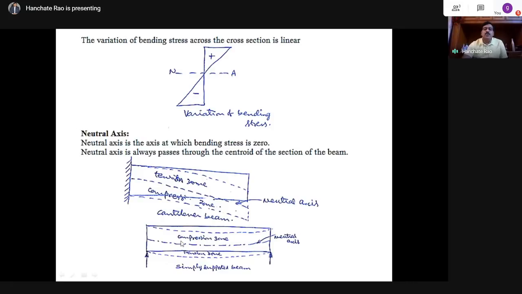There is no tension in the compression zone. Concrete is capable of taking the compression. So we don't provide any steel reinforcement above the neutral axis in case of a simply supported beam.